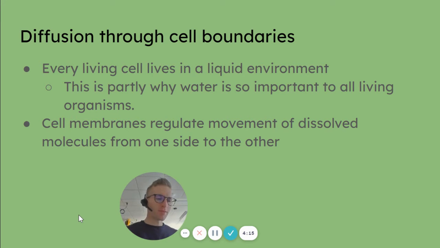Now, those terms are important because all cells live in an aquatic environment. All living things live in a liquid environment. Even ourselves, we are just giant sacks of fluid that hold our cells in place. So this is a big part of why water is so important to all living things. The cell membranes can regulate the movement of dissolved molecules from one side of the membrane to the other.